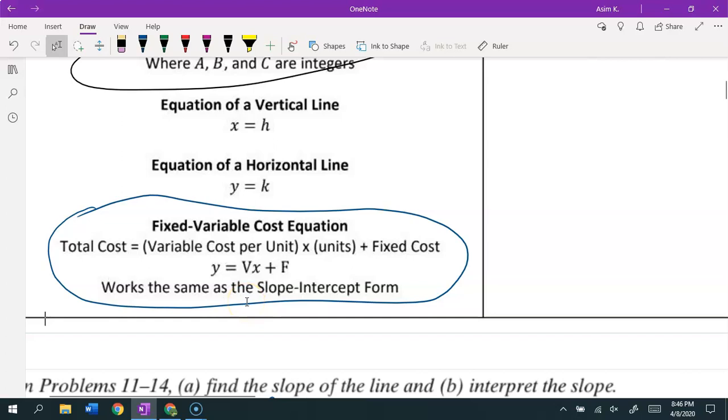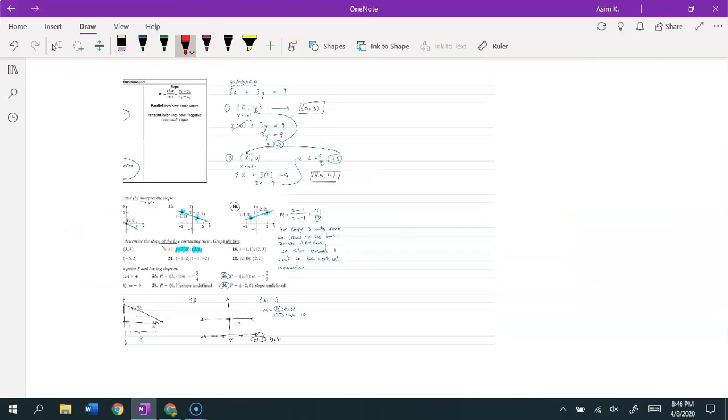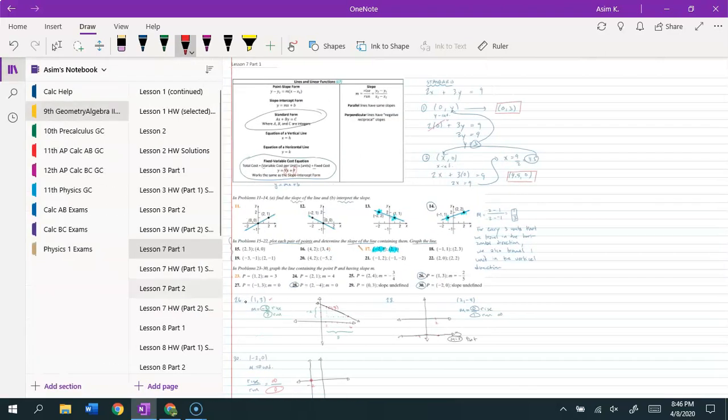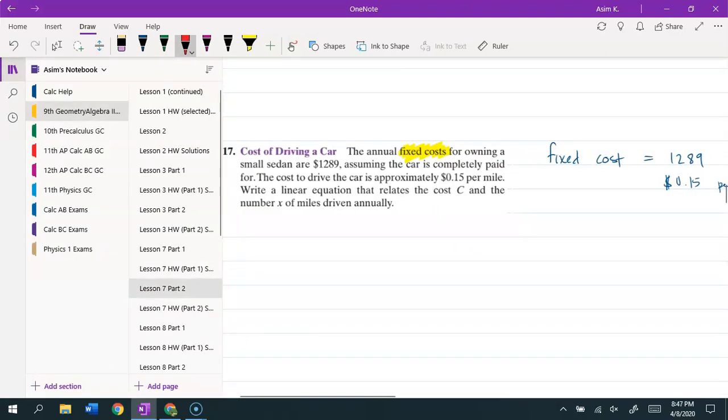It's written in the format of y is equal to mx plus b, by the way. Okay? It's just the difference is we call it a V and we call it an F simply because of the fixed cost and the variable cost. Okay? So having said that, what we're going to do is go back to this part over here.